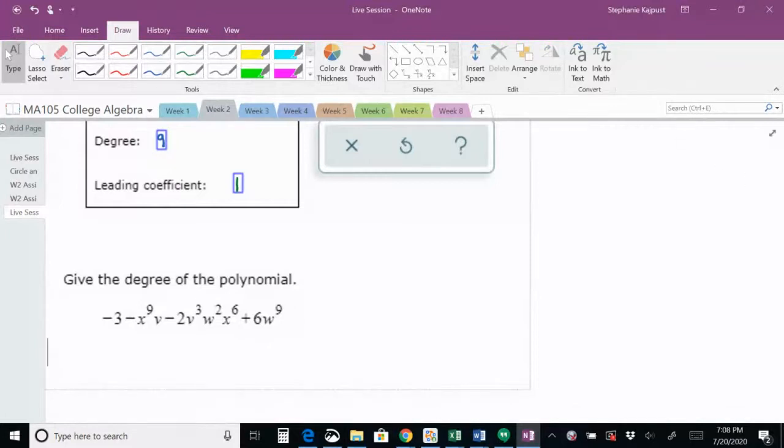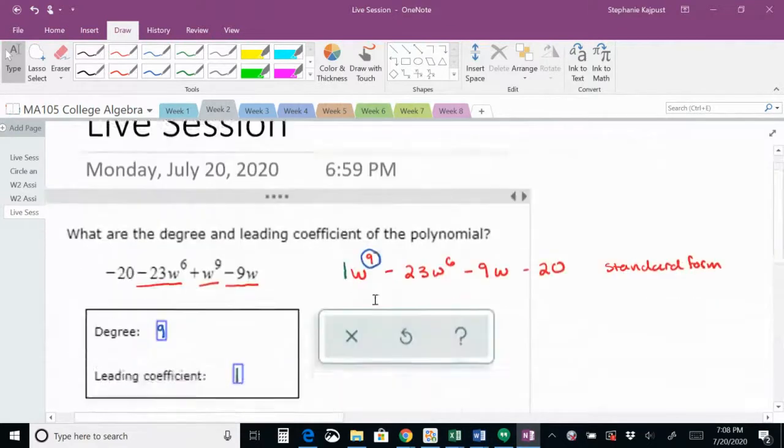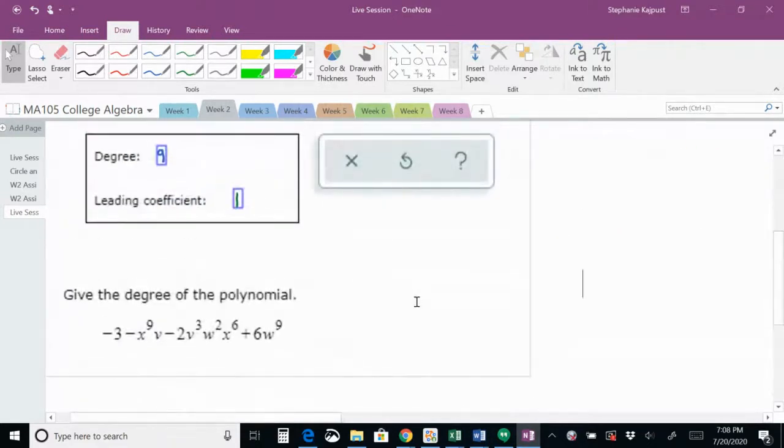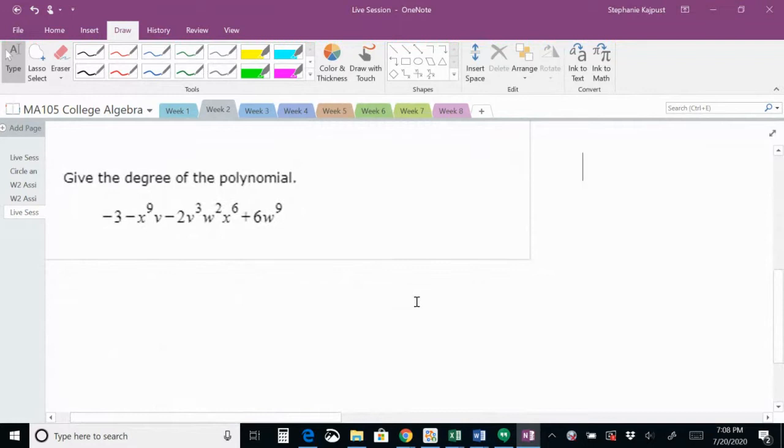Here's another one. We want to give the degree of the polynomial, and this one has multiple variables. This is where I said that if it's one variable, you just take the highest number, but if you've got multiple variables, it's a little more complicated. Putting something in standard form here is more complicated as well. So I'm not going to bother with putting it into standard form because we don't really need to do that with the degree in a case like this.